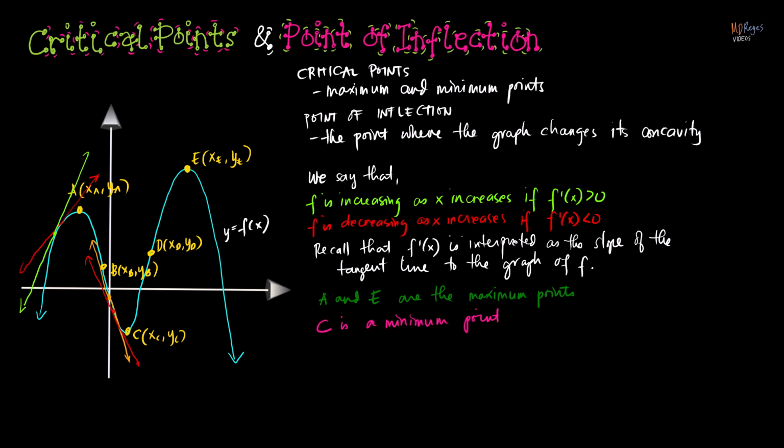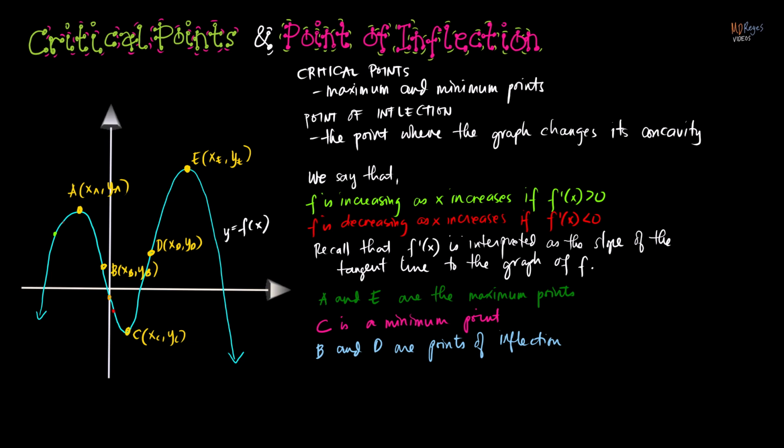Now points B and D are points of inflection. Point B is a point of inflection because that is where the graph changes its concavity. So from concave downwards in this portion of the graph, it is now concave upwards over here on the right side of B. So point B is a point of inflection. The same goes for point D. On the left side of point D, the graph is concave upwards. On the right side of point D, the graph is concave downwards.